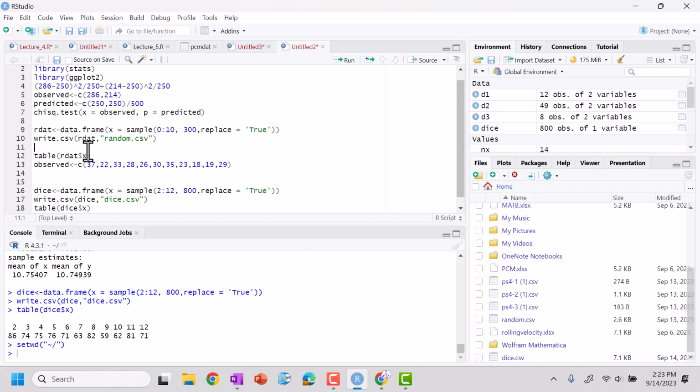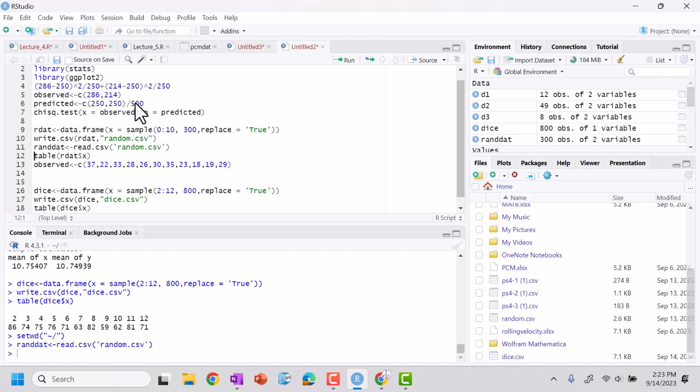Set as working directory. I'm going to call it randat. Randat is going to be equal to read.csv, and it's going to be random.csv. Hopefully it's there. There we go. Enter that. Good.